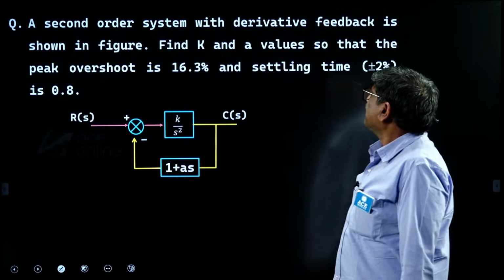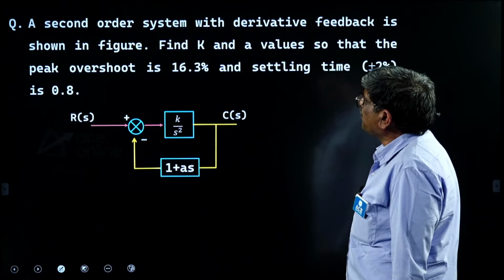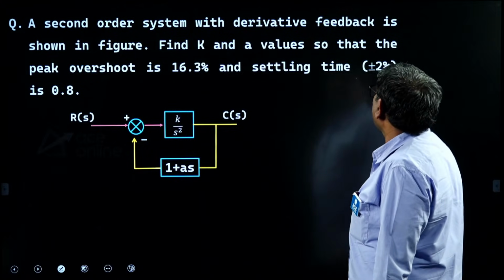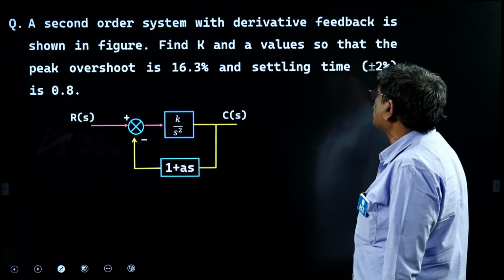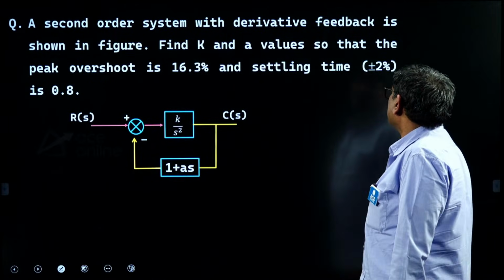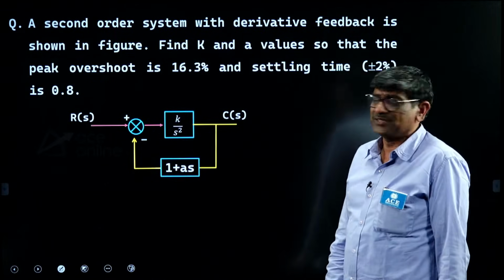Next one. A second order system with derivative feedback is shown in the figure. Find the K and A value so that the peak overshoot is 16.3 and settling time is 0.8 seconds.